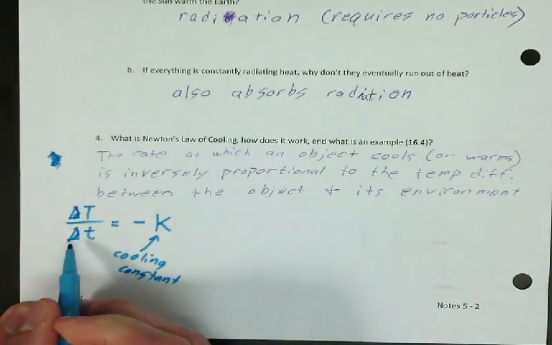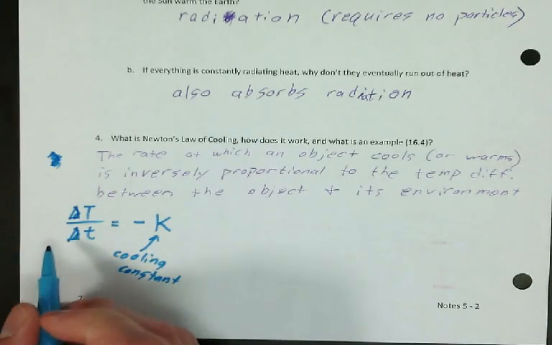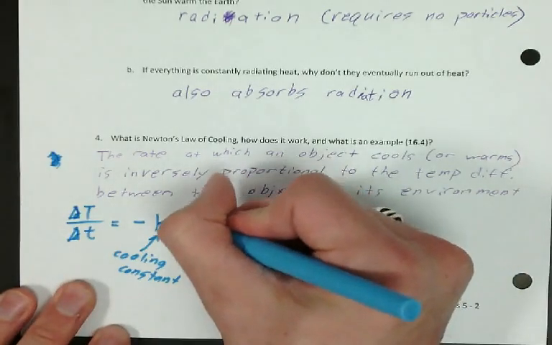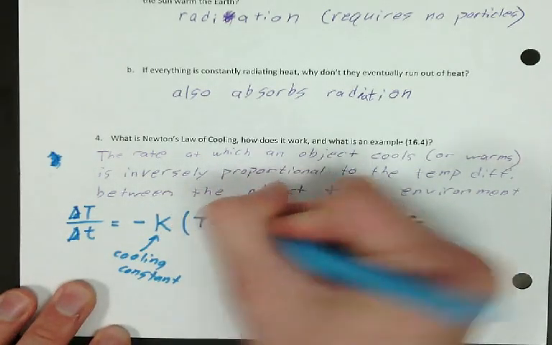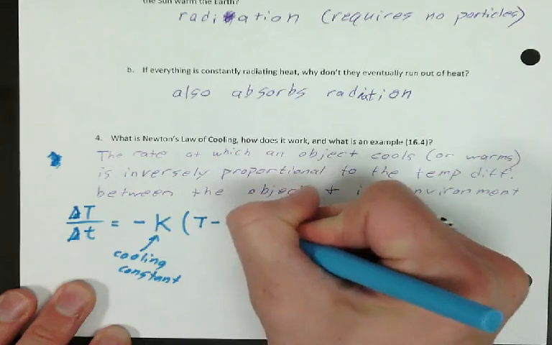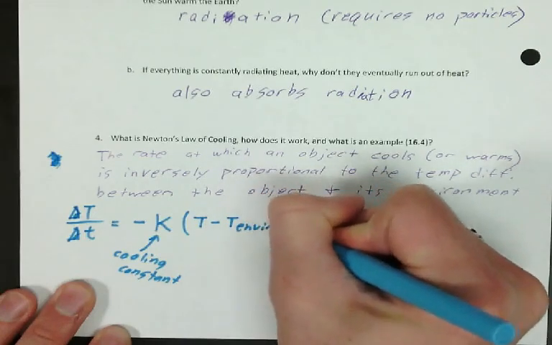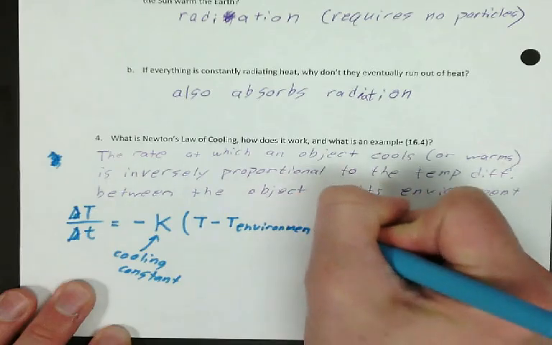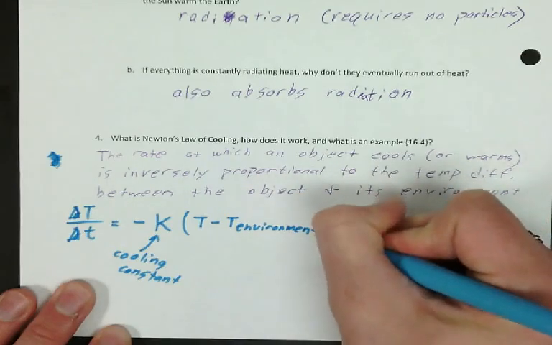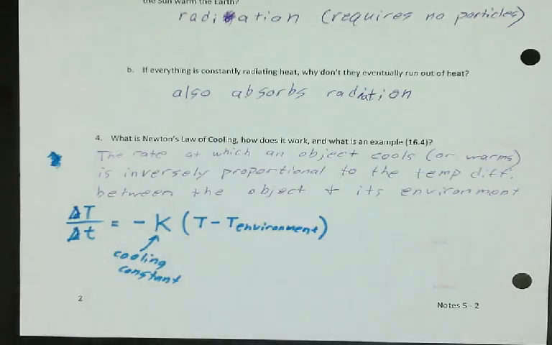Like I said, I'm not going to make you solve this. I'm not going to make you solve calculus and physics too. But it's times the temperature of the object minus the temperature of the environment. Frequently, that's called the ambient temperature, which means the temperature around you. So there's the equation. Change in temperature over change in time is equal to negative k, the cooling constant, times the temperature of the object minus the temperature of the environment.